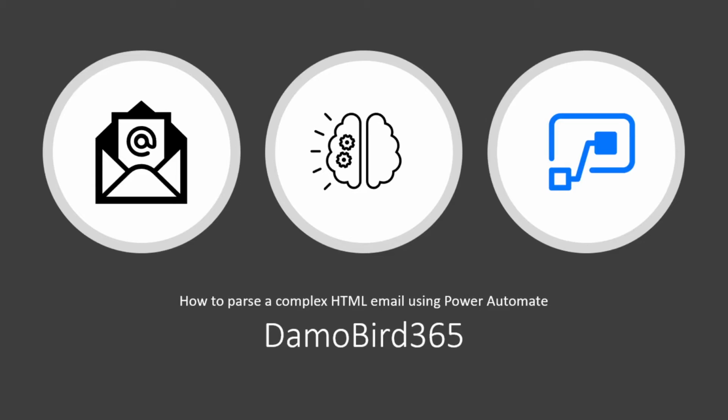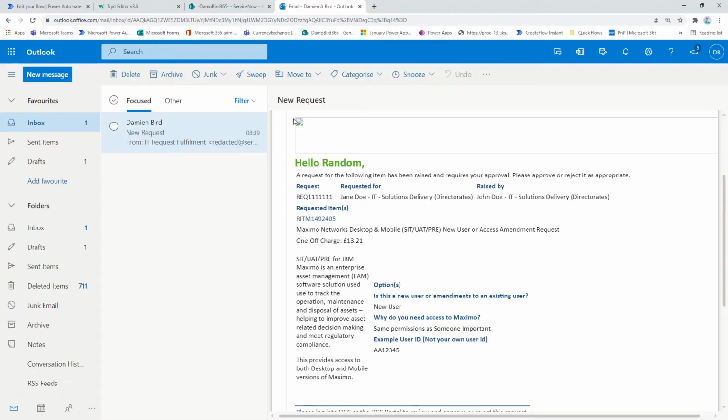So I was asked the question, is it possible to retrieve specific data from a system generated email and save that into a SharePoint list? In this particular example, I'm going to look at a ServiceNow email that's automatically generated every time a call is logged on their system. And here I'm going to jump into the email that's received from ServiceNow.